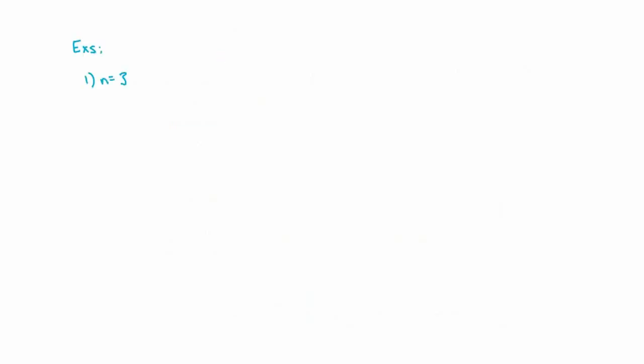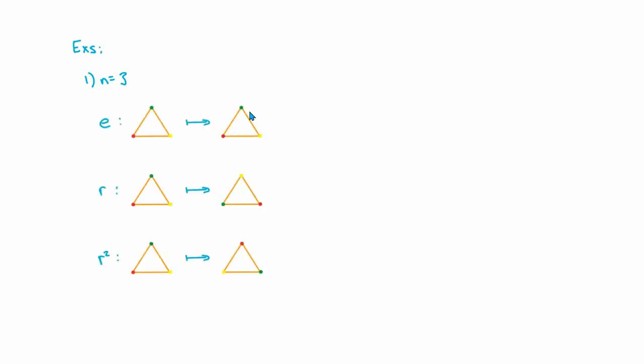Now let's look at a few examples, and let's start with the simplest example when n is 3. Here we're considering the collection of rigid motions of an equilateral triangle in the plane centered at the origin. And of course, all of the rotations which preserve the equilateral triangle are going to be in this set. So we have the identity map, the rotation counterclockwise by 2 pi over 3 radians, which I've labeled as r, and then the rotation counterclockwise by 4 pi over 3 radians, which is r squared.